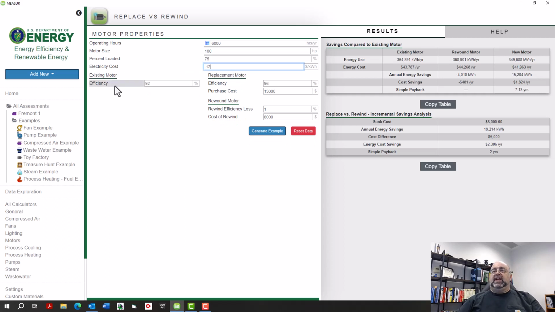Let's say it was a standard efficient motor before, which is going to be about 92%, versus the premium efficient motor over here. The 100 horsepower motor is going to be somewhere to the tune of, say, $7,800. Okay, so we say $7,800. Cost of the rewind, let's say, is going to be, and by the way, you can do this if it's just bearings or any type of repair. It doesn't have to be a rewind.